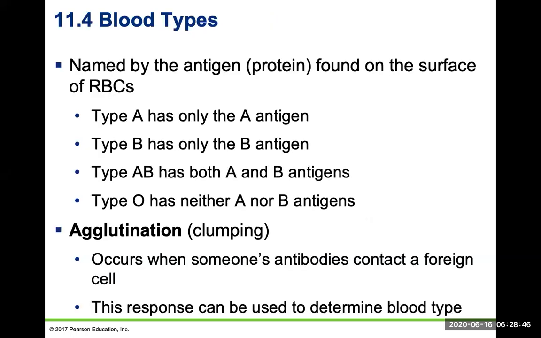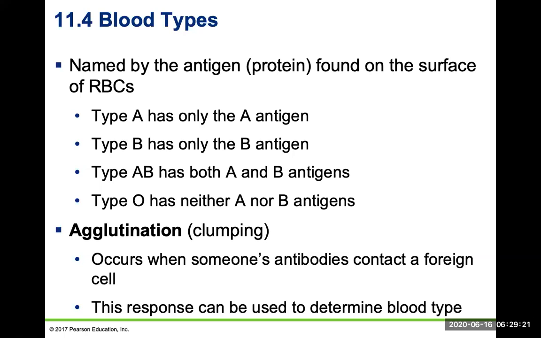Okay, then we'll get to blood types, which is probably one of the more confusing things about blood. Everyone has a specific blood type, and your blood type is named by the antigen, or the protein, found on the surface of your red blood cells. So if you're type A blood, you have an A antigen, a protein, attached to the surface of your red blood cells. If you're type B, you have the B antigen. Type AB blood has both A and B antigens. Type O is unique in that it has neither A nor B antigens.